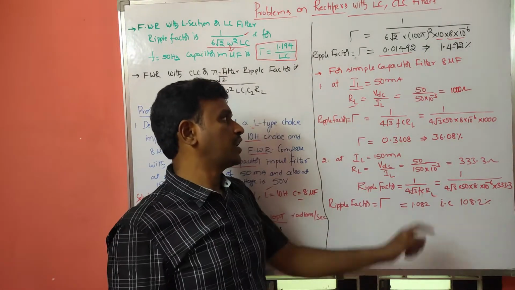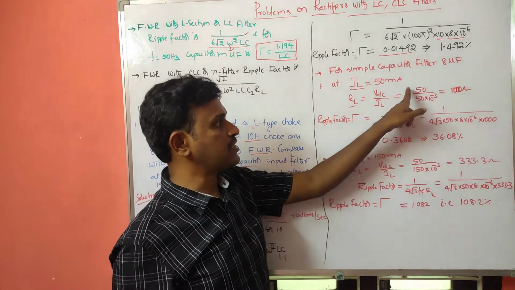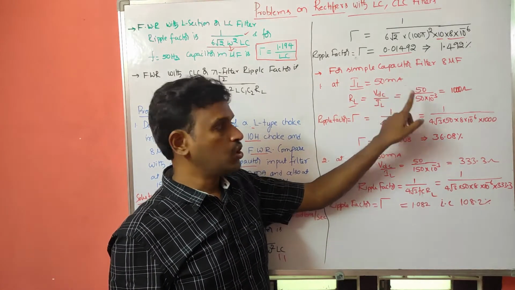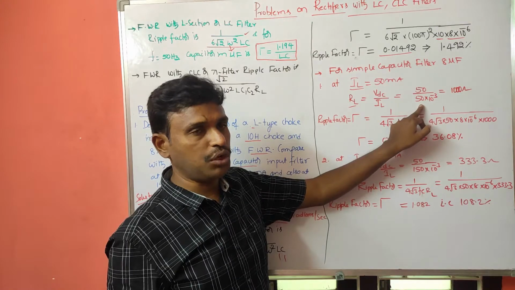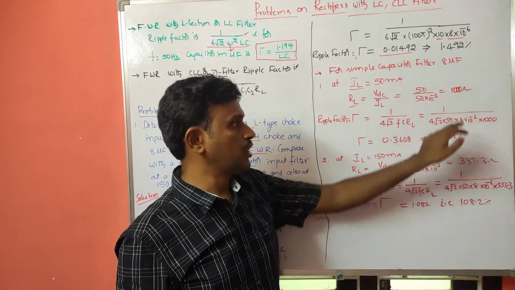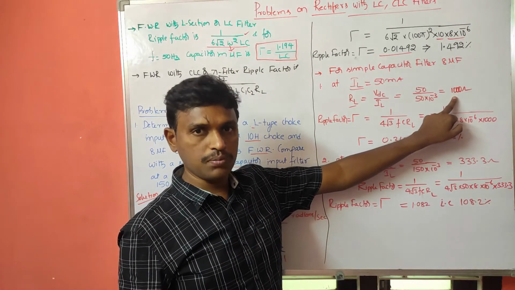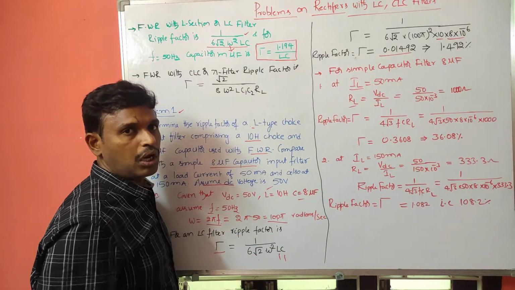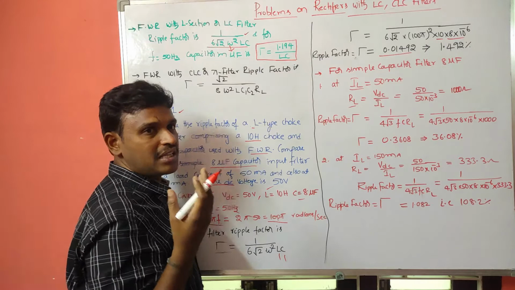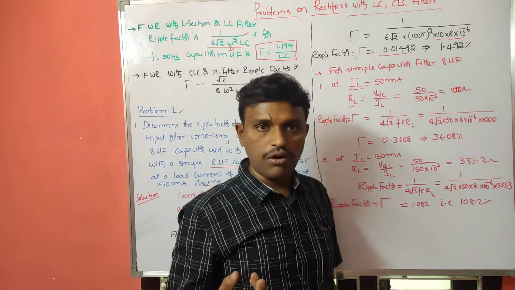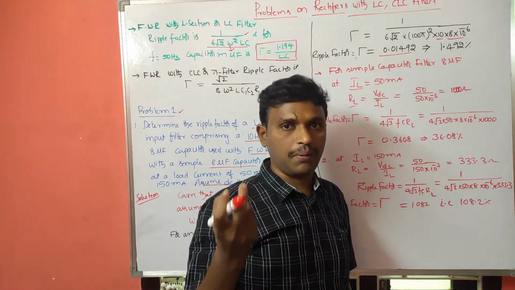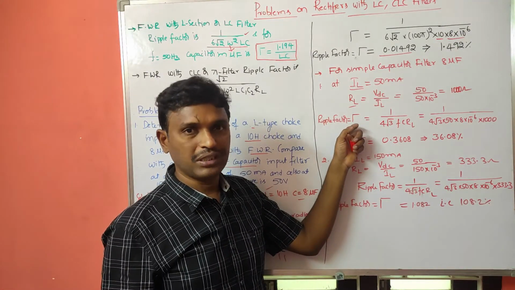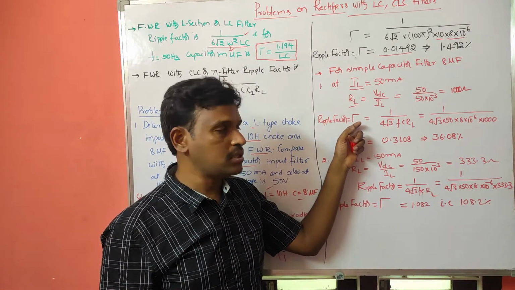So therefore it is VDC by IL. VDC is given as 50 volts and IL is given as 50 milliamperes. So 50 milliamperes means it is 50 into 10 power minus 3. So that is equal to 1000 ohms. So here RL I got is 1000 ohms. Now if I know the RL, I can easily calculate the ripple factor of the simple capacitor filter.